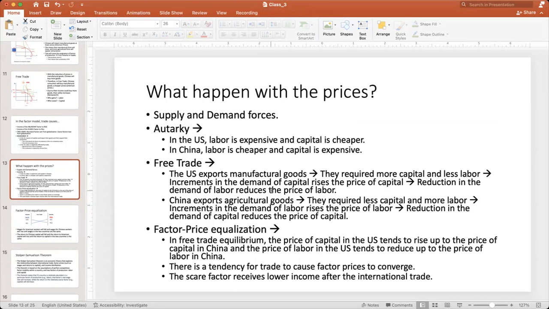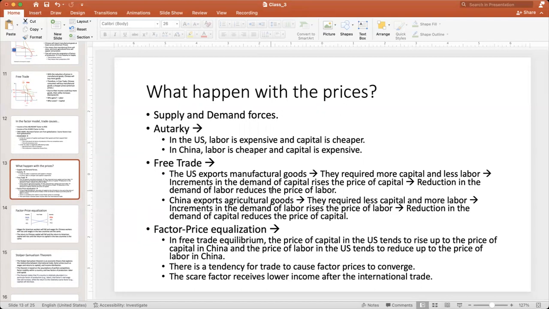However, in free trade, the US will export manufactured goods. Given that they will export manufactured goods, they require more capital and less labor. So increments in the demand for capital raise the price of capital. Why? Because, remember this, they require more capital. So capital is going to be in demand, and when some product in the market is in demand, its price should be higher. That's why the owners of capital will gain in this scenario.